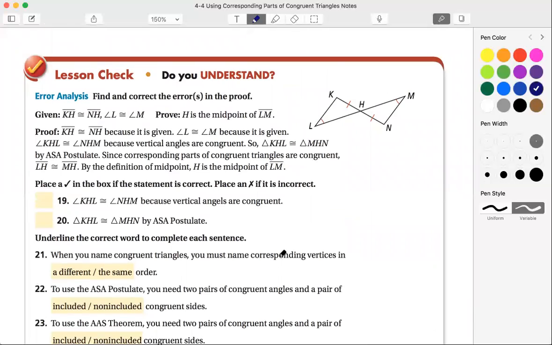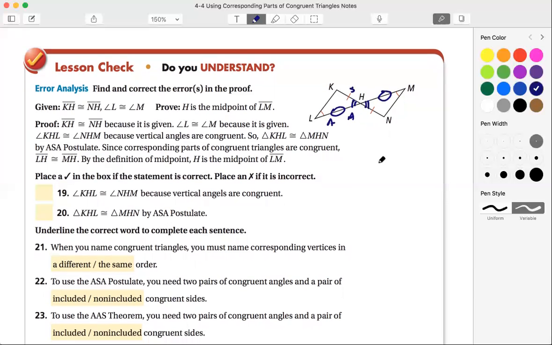Okay, error analysis. Find and correct the error in this proof. So we're given that KH and NH are congruent. Angle L is congruent to angle M. All right, do we know anything else? We want to prove that H was the midpoint of LM. Okay, I think I have vertical angles, don't I? Right off the bat. Then by AAS, I have congruent triangles. If I have congruent triangles, then I'm going to be able to show that this segment must be congruent to this segment, which means H must have been the midpoint.